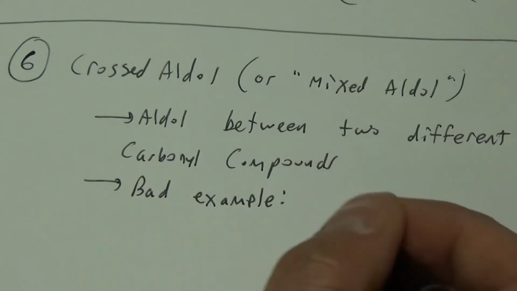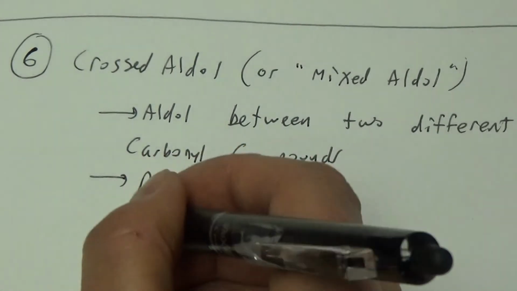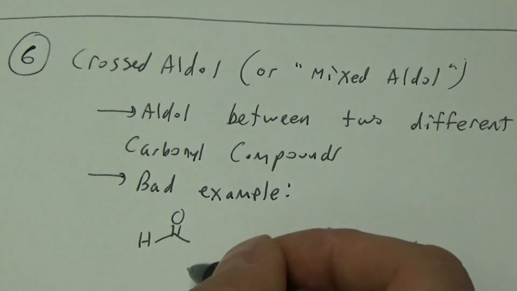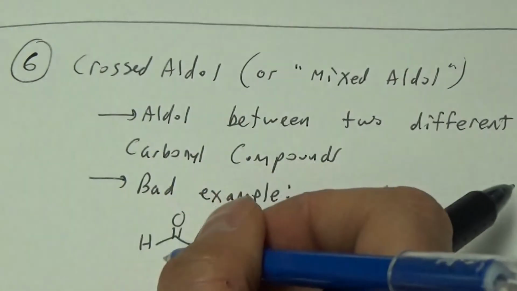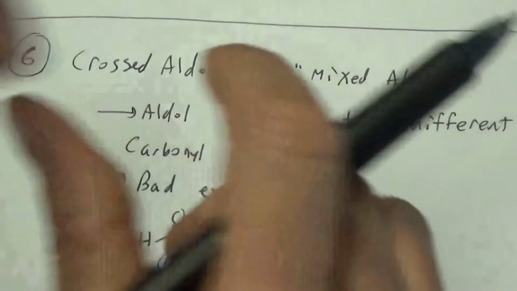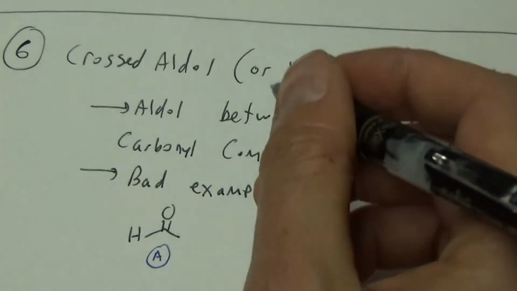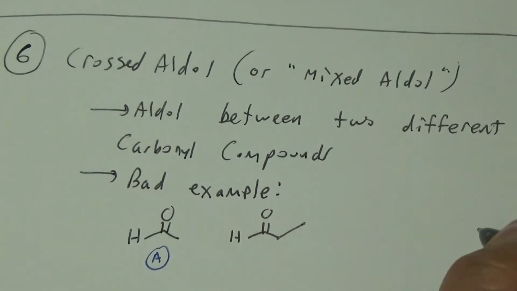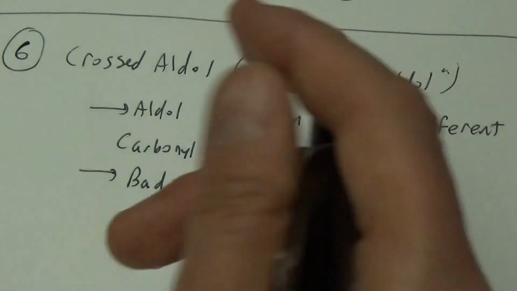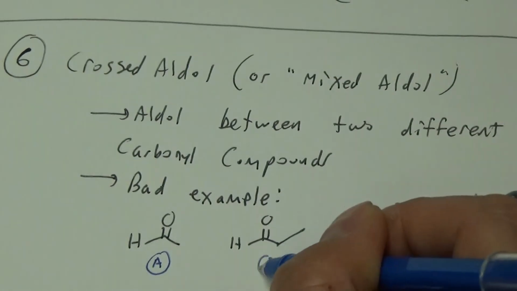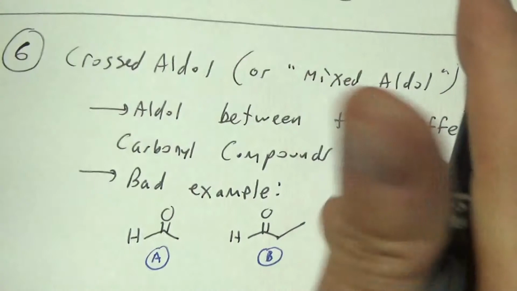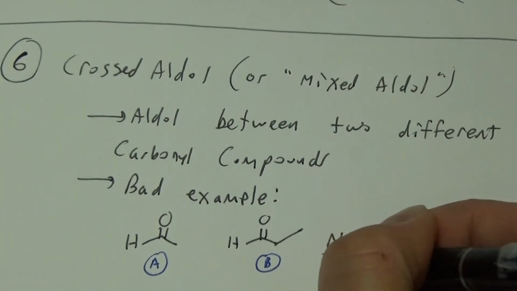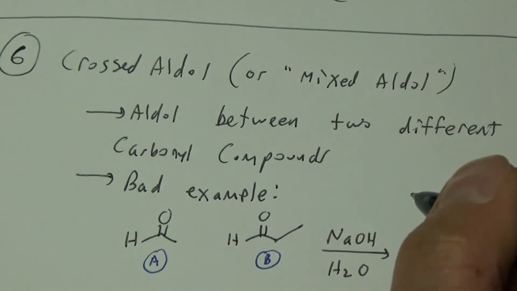Let's imagine we're doing kind of an aldol, and we'll use C2. So this is acetaldehyde. Right, it's two carbons. I'm going to call this A. And just for fun, let's make it react with C3, which is propanaldehyde, and that's B. Okay, and we're just going to use NaOH water, which is the typical reagent we use for aldols.